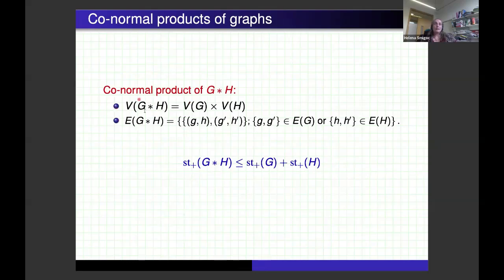We can formalize this in an even more general setting. A very similar idea works for the conormal product of graphs. The conormal product of graphs G and H is a graph with the vertex set V of G cross V of H, where two vertices are connected if either G is connected to G prime in G, or H is connected to H prime in H. And this is the inequality that can be obtained by extending the SNT rank by set join cover in a similar way to what we see in graphs.